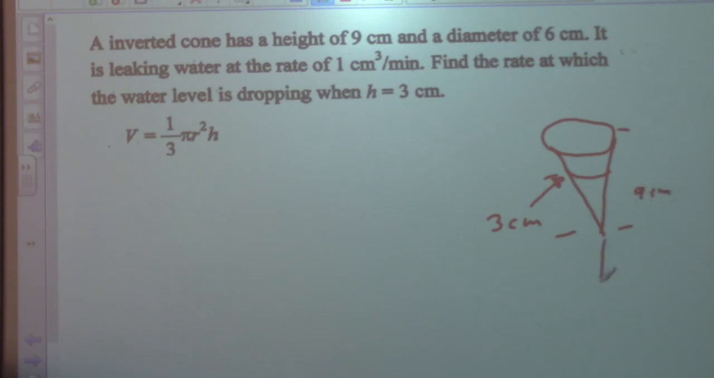And your cone is leaking here at a rate of, let's say, dV/dt equal to -1 centimeters cubed per minute. So that's a leak, and its height is 9 and diameter is 6, not 4, which means the radius is 3. So 9 centimeters is your height. You're trying to find the rate the water level is changing, so it's going to be dH/dt. What is one thing you know about dH/dt?